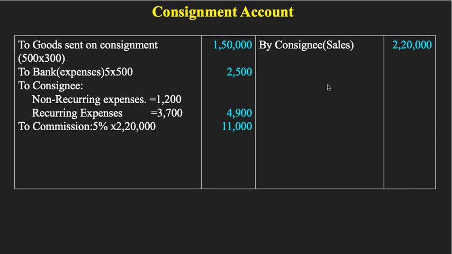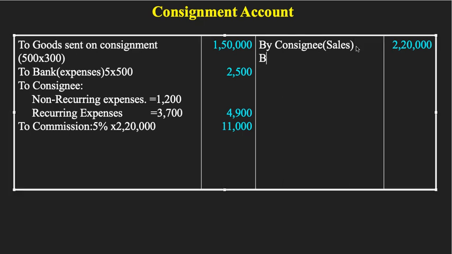Now what we have to find out? We have to find out the abnormal loss, because 20 boxes are lost during the transit. So we are going to find out the proportionate non-recurring expenses on those 20 lost boxes. So we are going to calculate that, and here what we are going to write down? We are going to write down by abnormal loss. Fine.